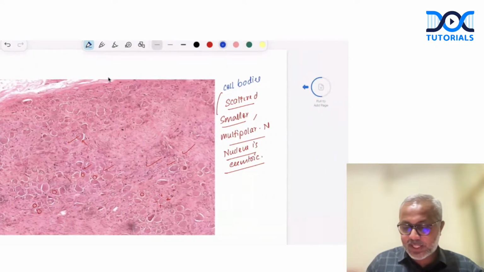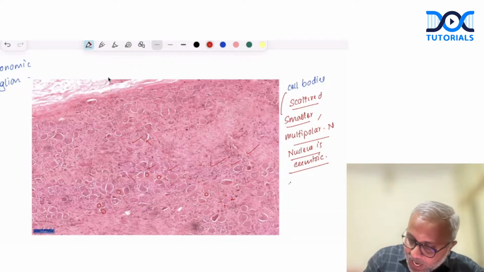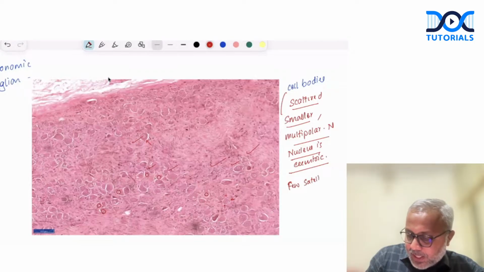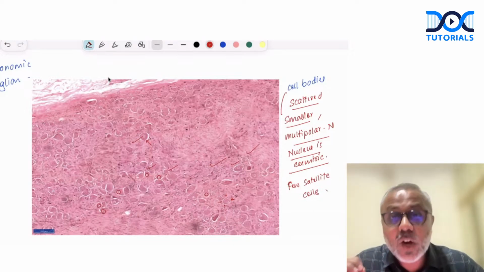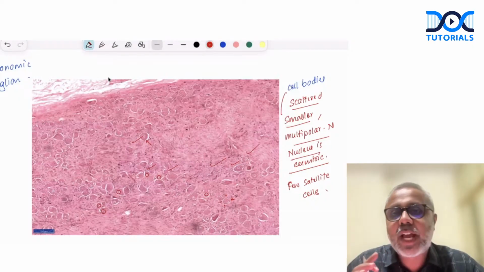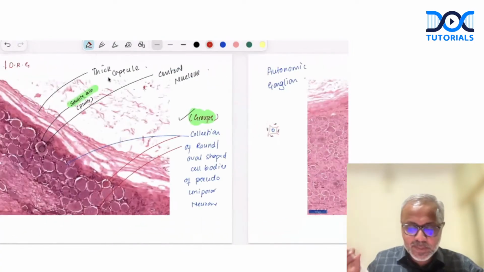So what is the characteristic feature again? Remember, small scattered neurons with eccentric nucleus and very few satellite cells, right? So this is how we should identify between the dorsal root ganglion and autonomic ganglion. Fine. So let's try and compare the two again.